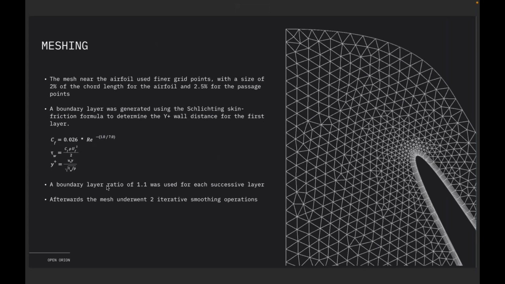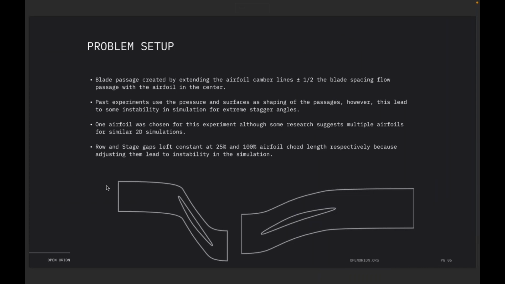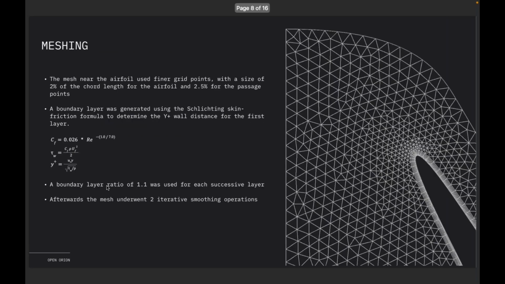So, getting into meshing as well. Going back, I forgot to say, I treated this as the inlet, and these as the zone between them. These translate the states between these two zones, and then that's the outlet, and along here are the periodics for the mesh. And then for the actual refinement, I made the points closer to the airfoil finer, and I stuck with about 2% of the chord length for those mesh point sizes, and about 2.5 of the chord for the passage mesh sizes.